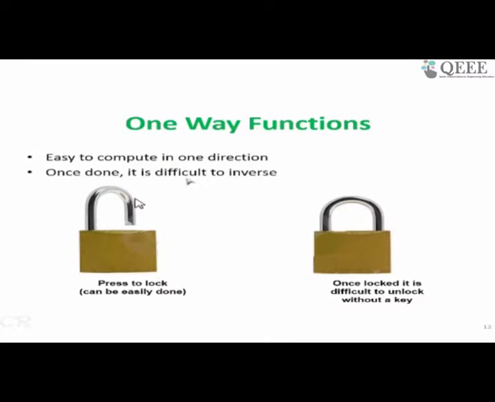Now what public key algorithms use is, of course, not a physical lock like this, but actually a mathematical function which behaves like this lock. So this mathematical function would be easy to invoke in one direction and get the correct result, which is equivalent to locking it. However, once you have the output of this mathematical function, it is difficult to invert it, that is, to get what the original message or input was.